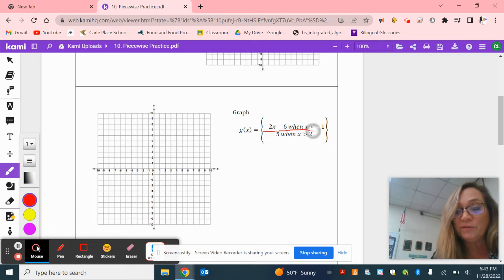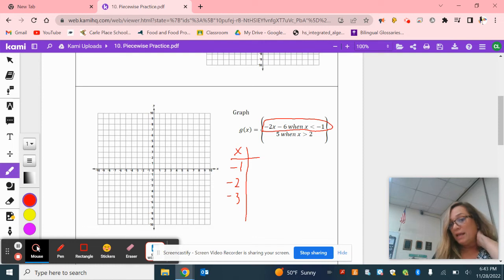I'm going to do my first piece in red. So for this piece, it's the numbers that are -1 or less. So I'm going to use a -1, and I'm going to go smaller. So I'm going to go to -2, I'll go to -3. Those are going to be my x values. Now, you might want to start with the -3 because normally we go from least to greatest, but it's okay either way. So when I plug in a -1, I get 2 minus 6, which is -4.